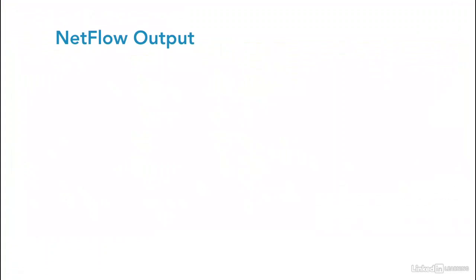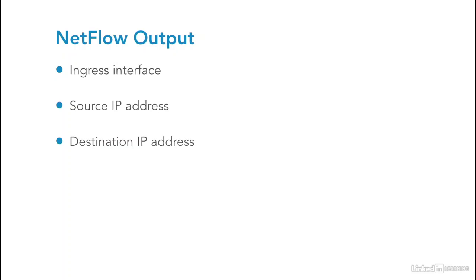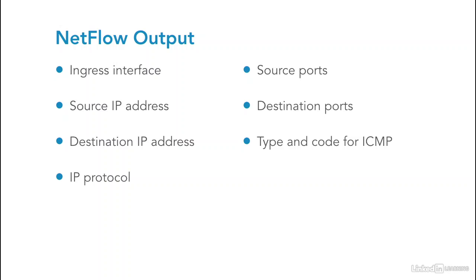The NetFlow collector will produce a summary of the following: ingress interface, source IP address, destination IP address, IP protocol, source ports, destination ports, type and code for ICMP, and IP type of service.